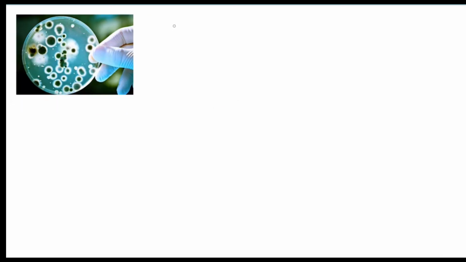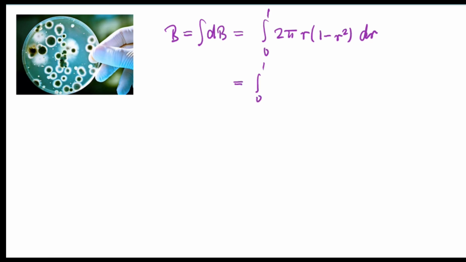Okay, let's integrate this now. So then we have that the total bacteria count is B, the integral of dB. And so now the radius is integrated from 0 to 1. And then we had 2 pi r times 1 minus r square dr. And all of a sudden we have a beautiful polynomial integration to do, which should be rather easy to be done. So then this is the integral from 0 to 1 of 2 pi r minus r cubed dr.